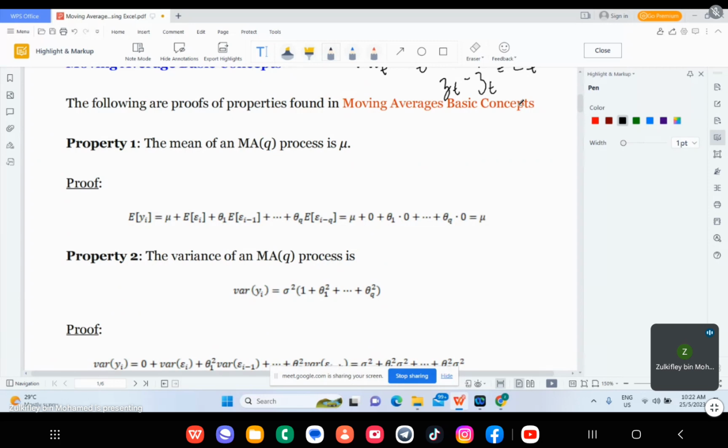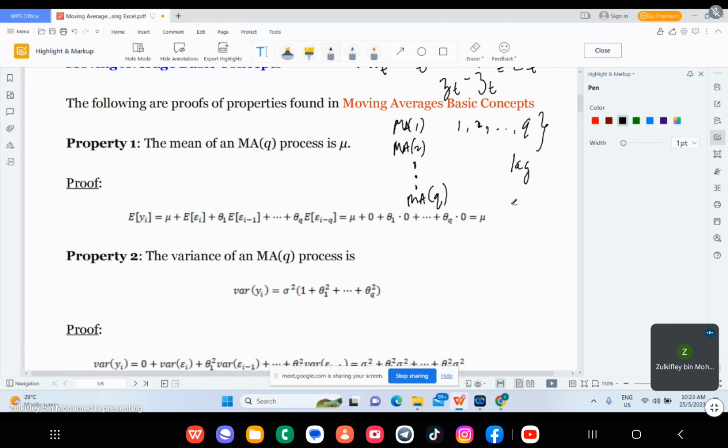So moving average kita ada MA1, MA2 up to MAQ. Q ni dipanggil 1, 2, 3 sampai Q. This thing is known as lag.